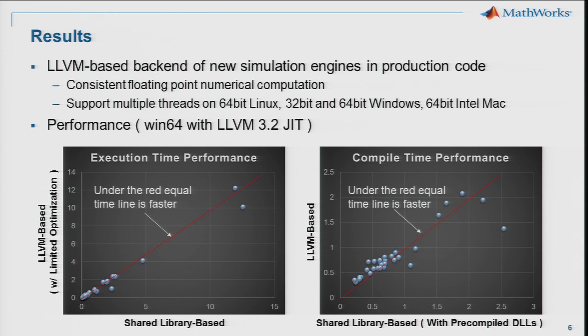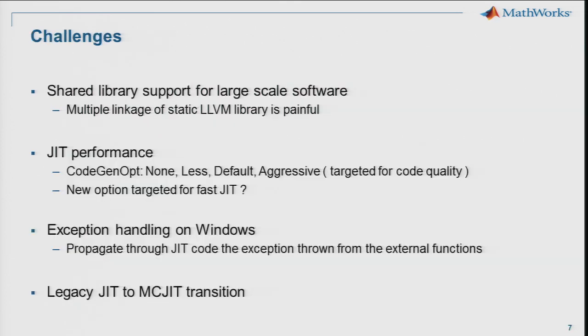We are supporting multiple threads on multiple platforms, and we are pushing for adding global optimizations into the new simulation engine. So execution time performance is about 10% faster than the old one. For compile time performance, about 10% slower than the old one using the pre-compiled shell library, about 10% faster if the shell libraries are not pre-computed. And we are expecting more performance improvement when the global optimization is in place.